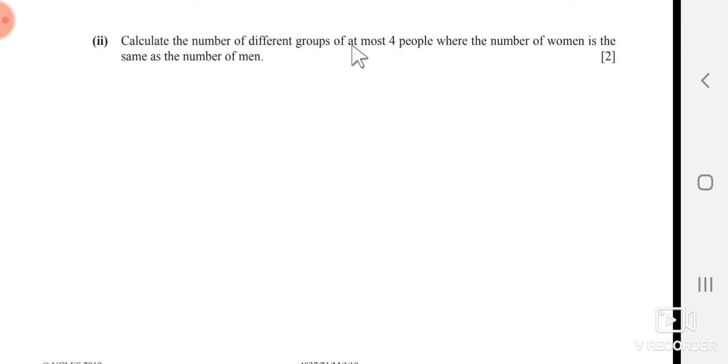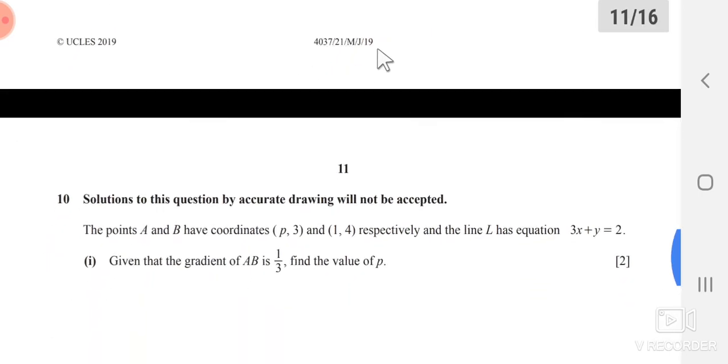Calculate the number of different groups of at most 4 people. This means the number of men and women must be the same. If you make a group of 4 people, there must be 2 men and 2 women, and you can do that. The second possibility: you cannot make a group of 3 people, because in a group of 3 the number of men and women could not be equal, so you can take 1 man and 1 woman. At the end of the day you add the answers. So this is the way to do this question, my dear.